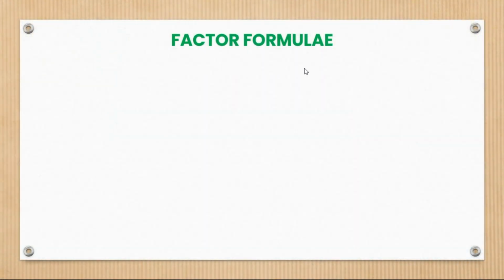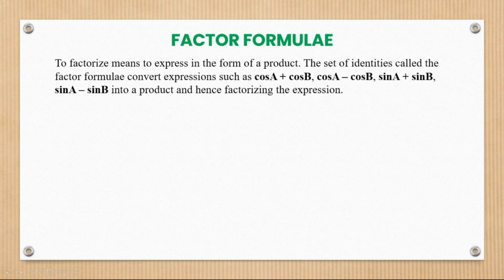Okay, so today we move on to factor formula, and this is going to be another important concept. So what is a factor formula? And what does it mean to factorize? To factorize means to express in the form of a product. The set of identities called the factor formula convert expressions such as cos A plus cos B, cos A minus cos B, sin A plus sin B, or sin A minus sin B into a product, and hence factorizing the expression.